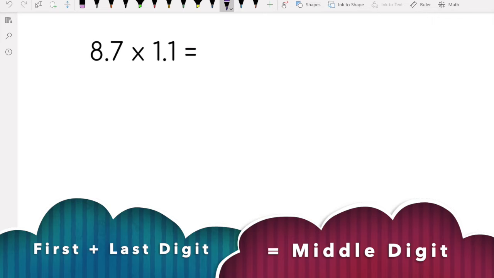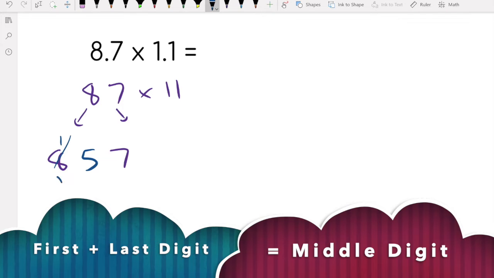Okay, like in my previous videos, if you have decimals, ignore them and put them back at the end through estimation. So this is really just 87 times 11. So we're going to separate 8 and 7. And when we add 8 plus 7, it's 15. So 5, and then you carry the 1. This becomes 9. So my final answer here is 957, although I have to look at the decimals.